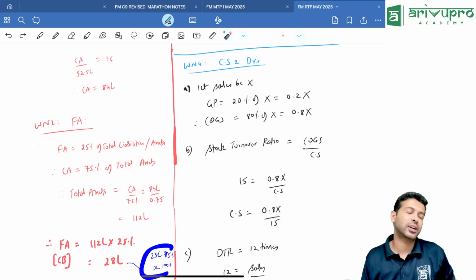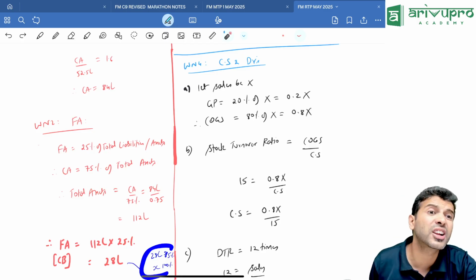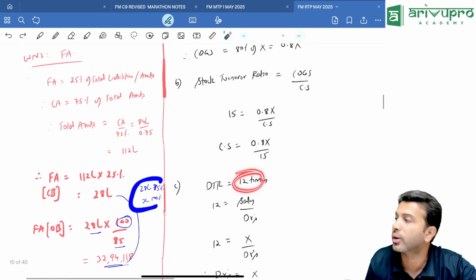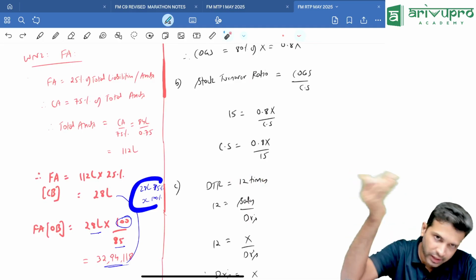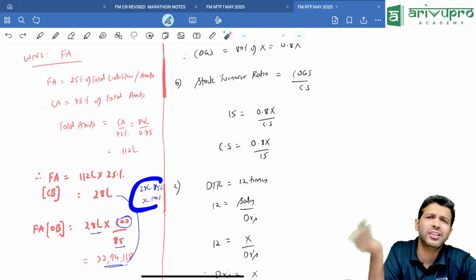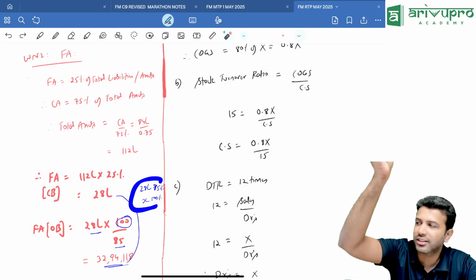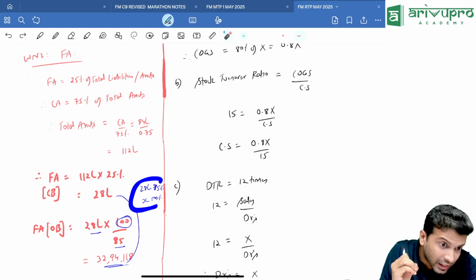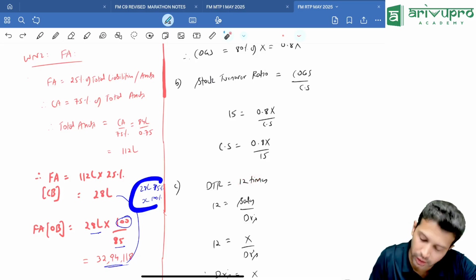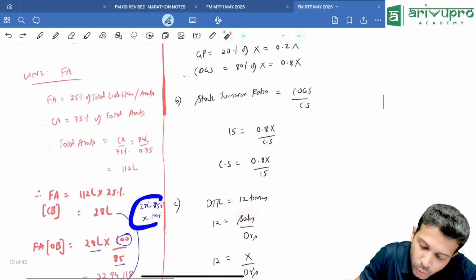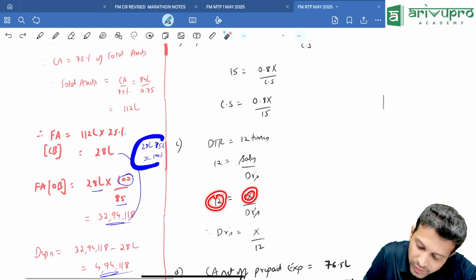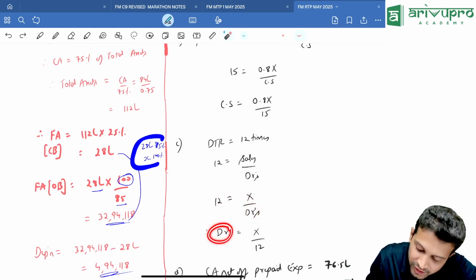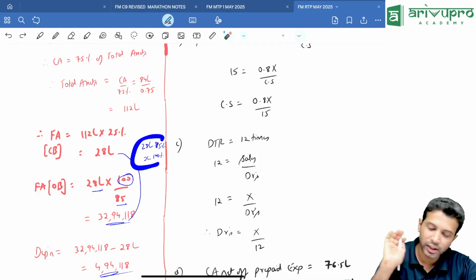Let's find out debtors. For debtors, they gave you debtors turnover ratio. How much was debtors turnover ratio? 12. How do you calculate debtors turnover ratio? Sales. If they told in the problem that total sales and credit sales are same, you can take the same number. Sales divided by debtors is equal to 12. Instead of sales, I will write what? What am I assuming sales to be? X. So I'll substitute. 12 is equal to X divided by debtors. Debtor is equal to how much? X by 12 when you solve.